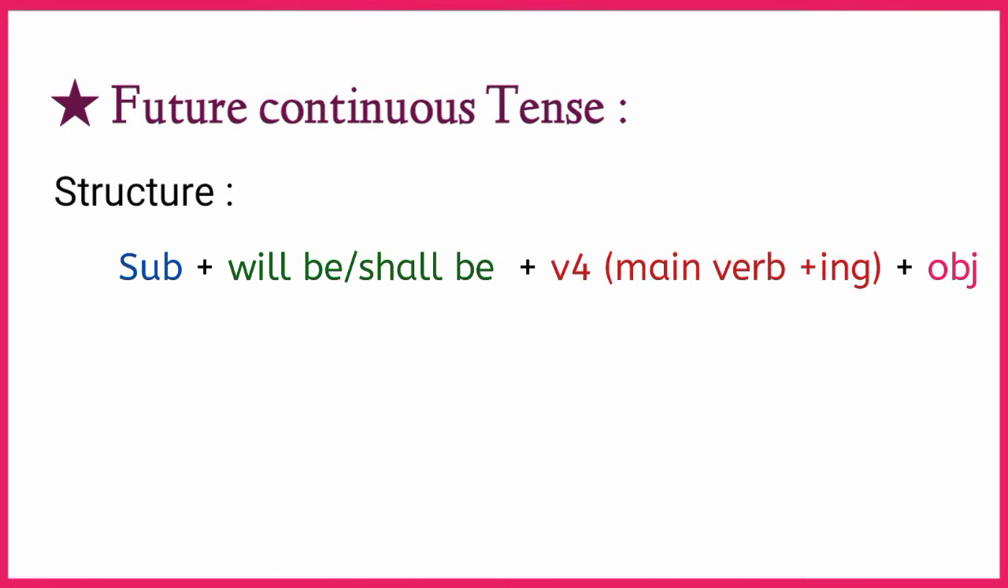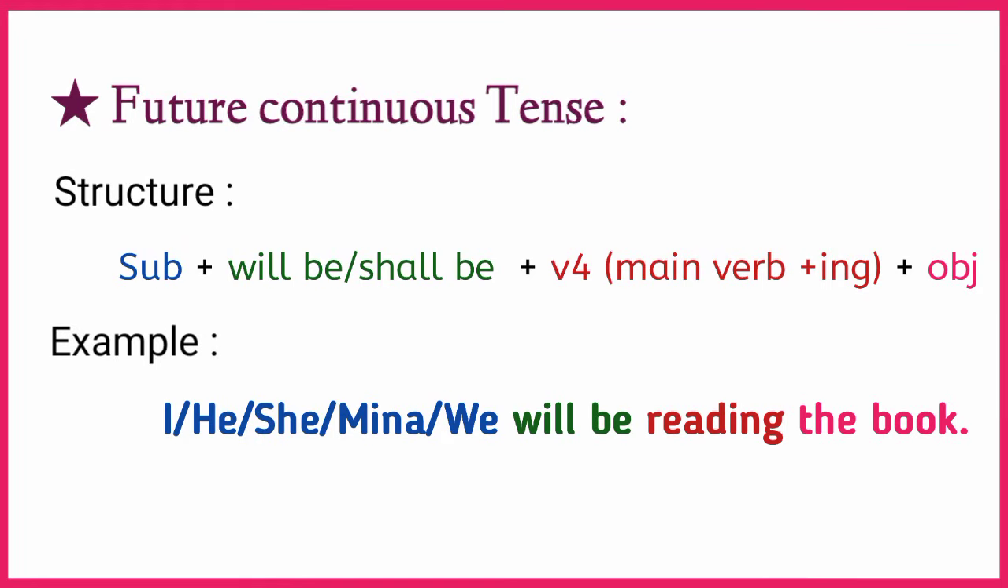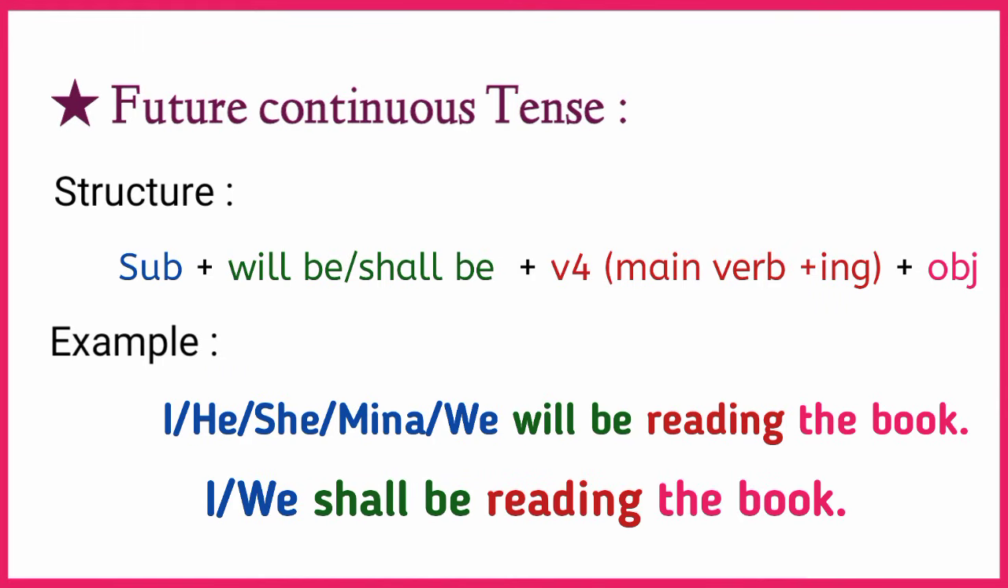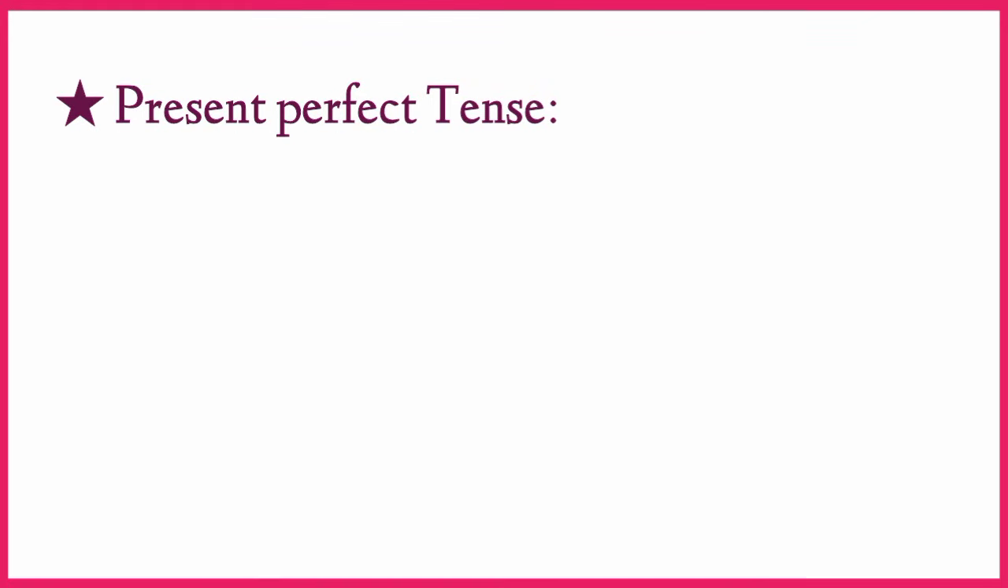Structure subject plus will be or shall be plus ing form of verb plus object. Look at the example. He will be reading the book. Mina will be reading the book. Next example. I or we shall be reading the book. Now, part 3. Present perfect, past perfect and future perfect tense.